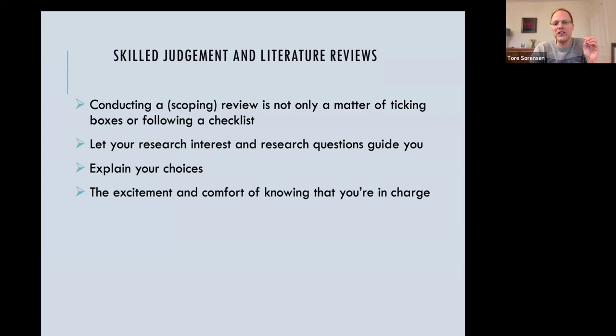Always keep your research interest and your research questions in mind. Let them guide you. Explain your choices, and there's this excitement and comfort of knowing you're the one in charge. It is not a matter of ticking off a very long checklist.